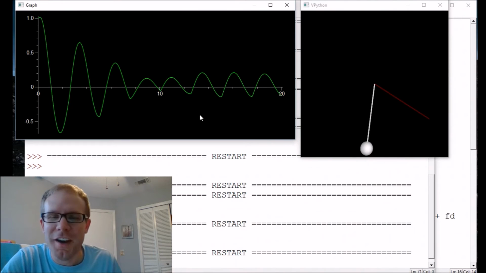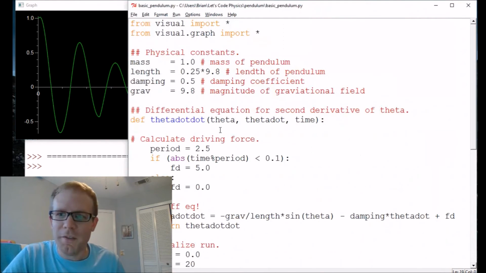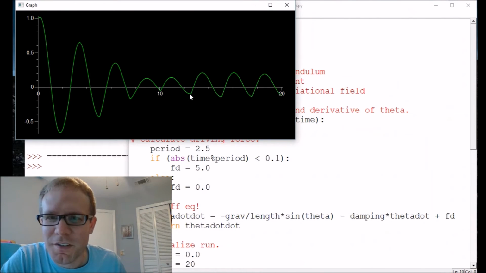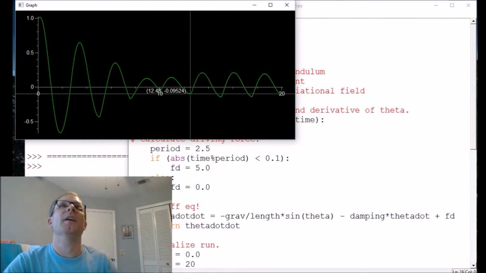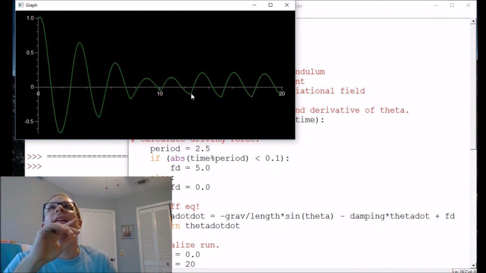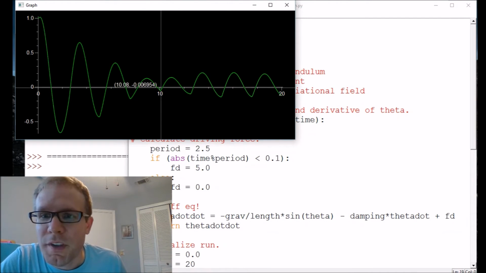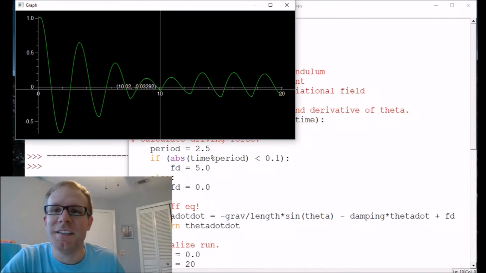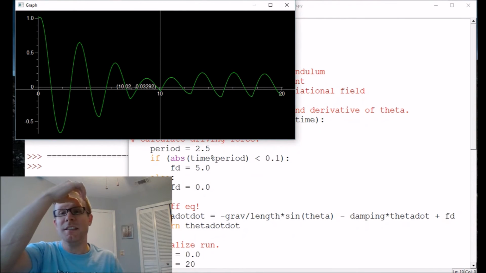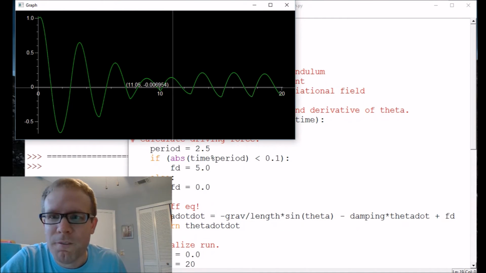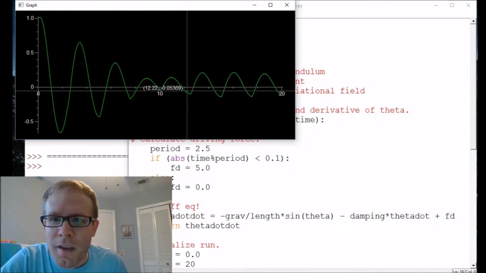So you're getting a push every 2.5 seconds. Let's see what happens here. Let's figure out when it's happening. It's happening at 5, 10, 15, 20. So this is what one push looks like, at 10 seconds. And then I should expect another one at 12.5. And lo and behold, there's another one at 12.5.